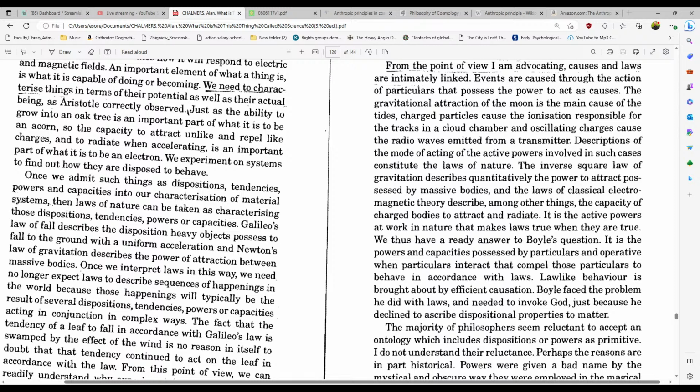And we would see it here. The tendency of a leaf to fall in accordance with Galileo's law is swamped by the effect of the wind. So what we could say, if we were Aristotelians, is it's the nature, right? Eventually we'd cash these out in Aristotle's four causes, one of which is the nature, the formal cause. But we have efficient causes too, right? Because we're swamped by the effect of the wind to act on. But I can make a law about the fall in virtue of its nature. Now in more modern terms, we talk about disposition, tendency as a power of the leaf. And so the fact that you can have outside effects, there's no reason in itself to doubt the tendency would continue if that didn't act on it.